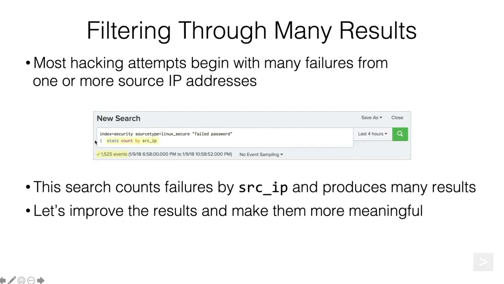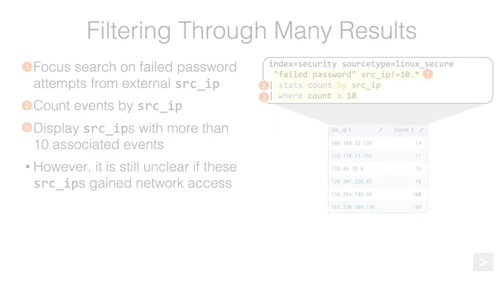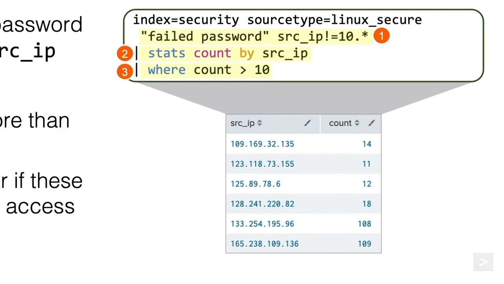In this particular search, this search is going to count the number of failures by source IP. It will return a lot of results. So we'd like to go ahead and improve this search and the results of this search, making them a bit more meaningful and filtering on those particular failed logins not coming from internal IPs. So we will exclude any IP addresses that begin with 10, get a count of events by source IP, and look at where the count is greater than 10. So look at where we have more than 10 failed login attempts.